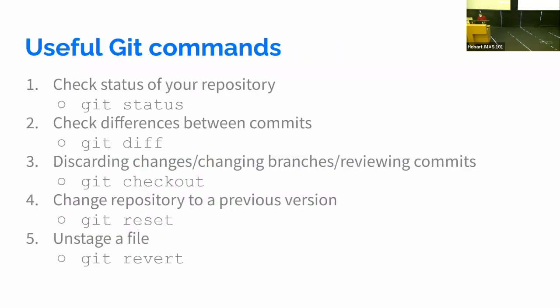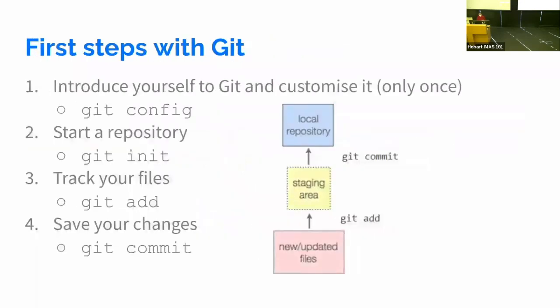So before I go into this, we're going to practice those 4 initial steps. We're going to configure Git first. We're going to initialize a repository. We're going to add a file so we can start tracking things, and then we're going to commit those changes so we can actually record this.